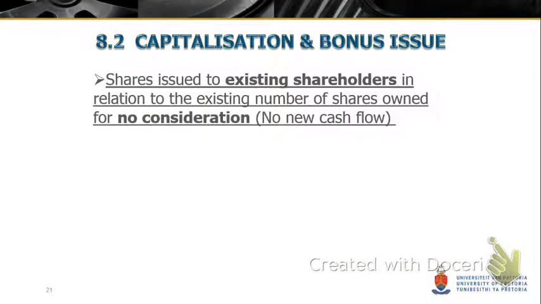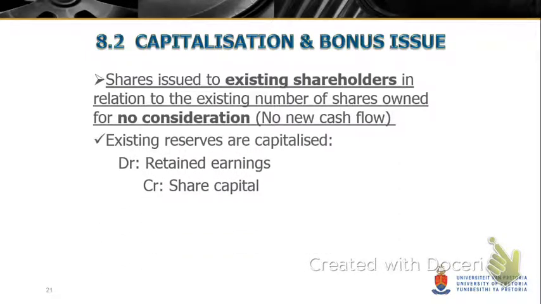Capitalization and the bonus issue. Shares issued to existing shareholders in relation to the existing number of shares for no consideration. For example, you have 1,000 shares in issue and you tell the shareholders, listen, for every share that you hold, we're going to give you another share. So now you have 2,000 shares in issue, but no money transferred. You just gave more shares. So therefore the value of the company stays the same, but the per share value now decreases.